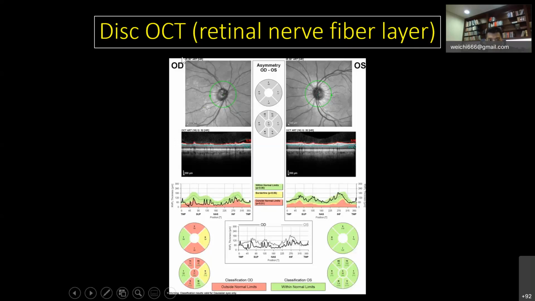And we have disc OCT as well. This is for the analysis of the retinal nerve fiber layer. So you could have a database to compare. If the retinal nerve fiber layer falls below the normal range, it could be shown in red color. If the patient has a healthy retinal nerve fiber layer, it could be shown in green color.